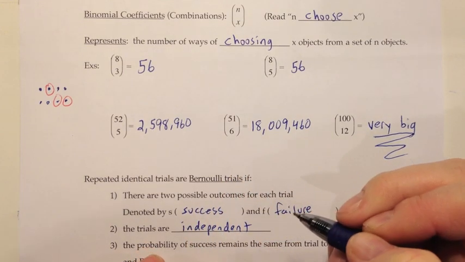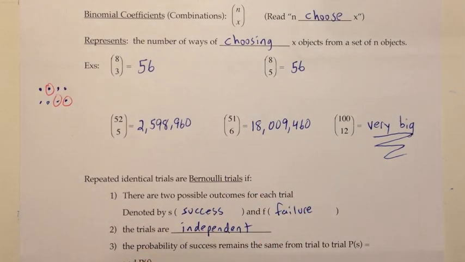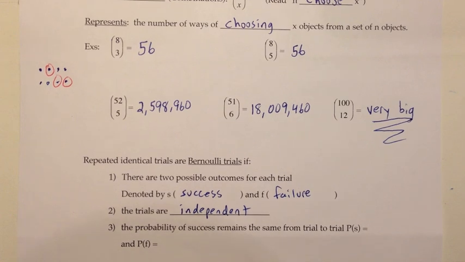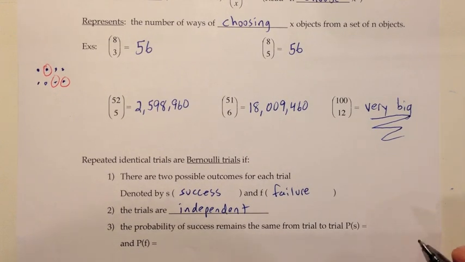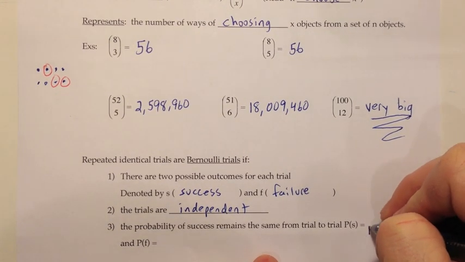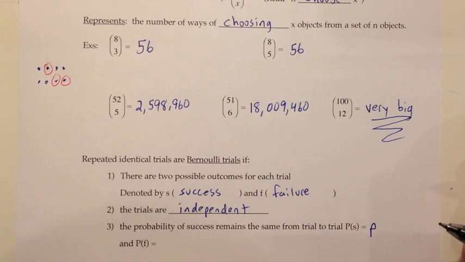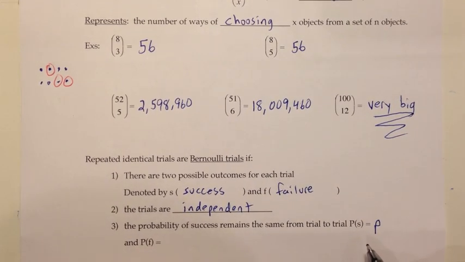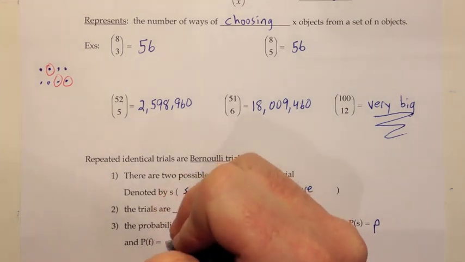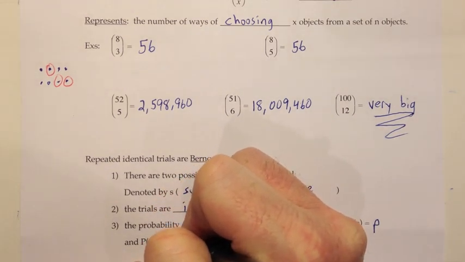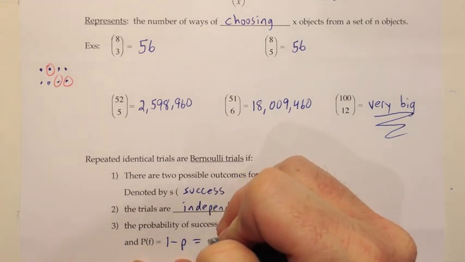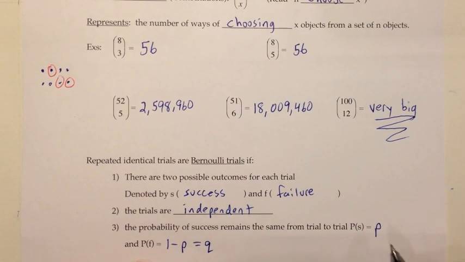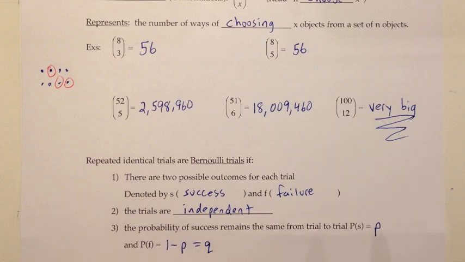So your chance of success on the 4th try can't be affected by what's gone on the previous 3 tries, and so on. And then the final condition is the probability of success has to remain the same from trial to trial, and we use a lowercase p for the probability of success, and these are the only 2 outcomes, and they're complements of each other. So if the probability of a success is p, then a probability of failure would be by the complement rule 1 minus p, but we usually use the lowercase q to represent that. But the way you would get q is to do 1 minus p.